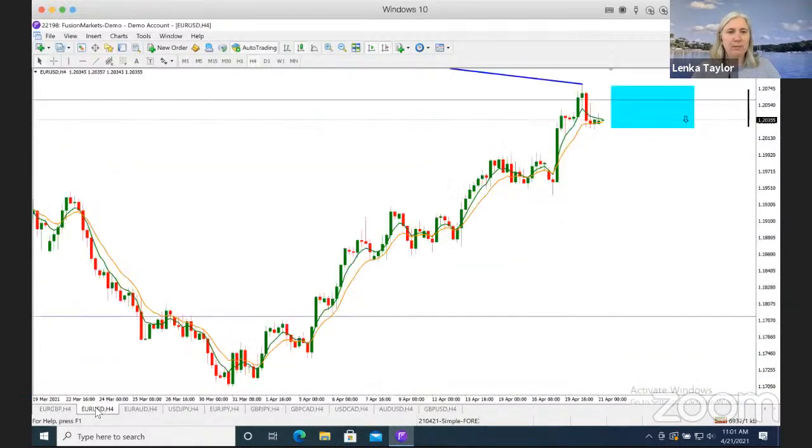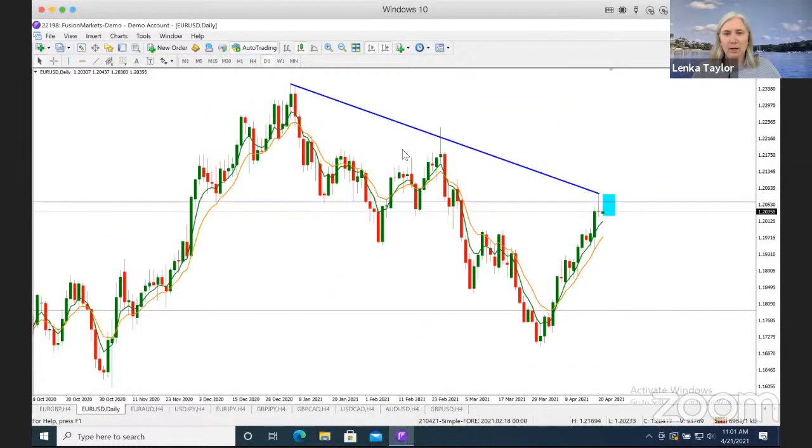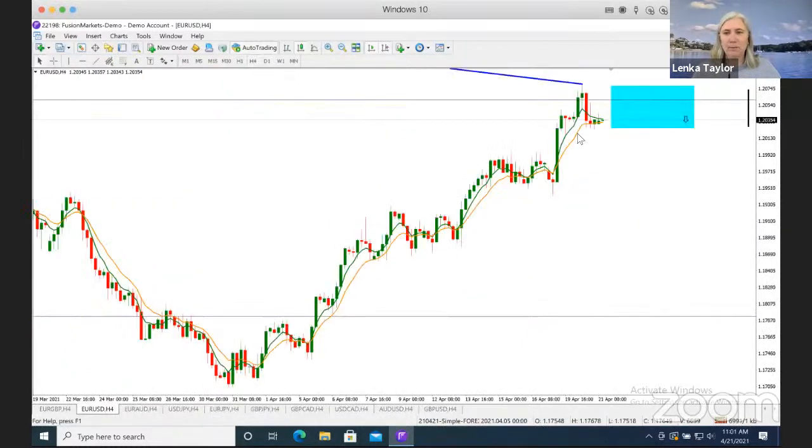Next currency pair I'm going to have a look at is Euro USD. So this currency pair I'm looking for a short. We've had a couple of bounces now. This is the second one off the trend line, and it's also at the horizontal level. So on the H4 time frame, looking for a good reversal and then looking for a short on that currency pair.